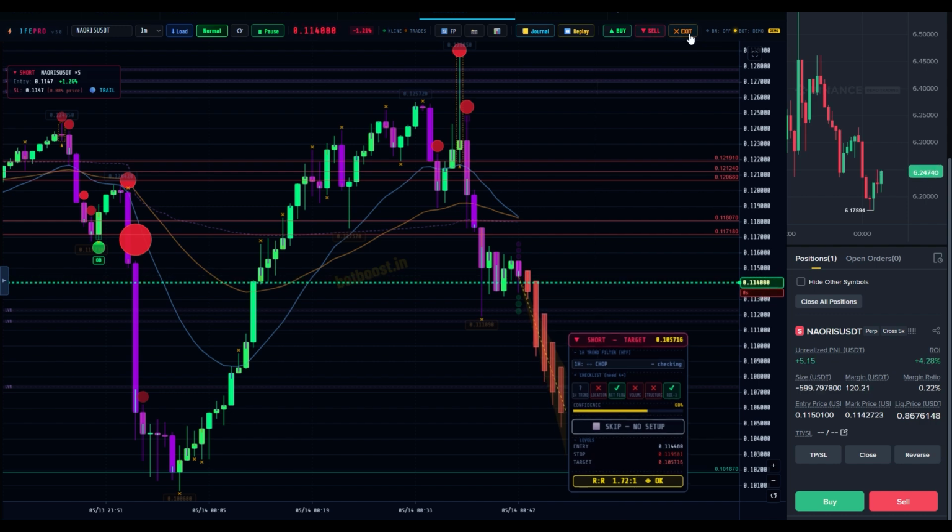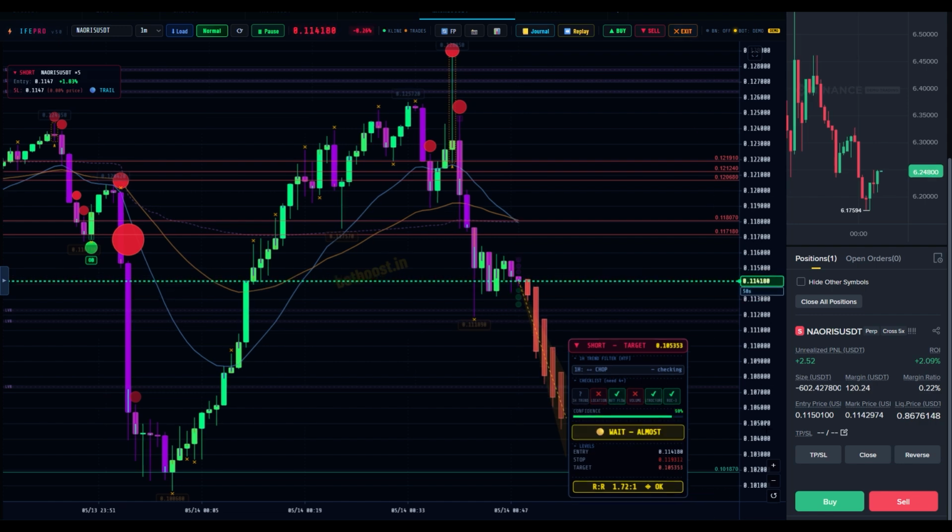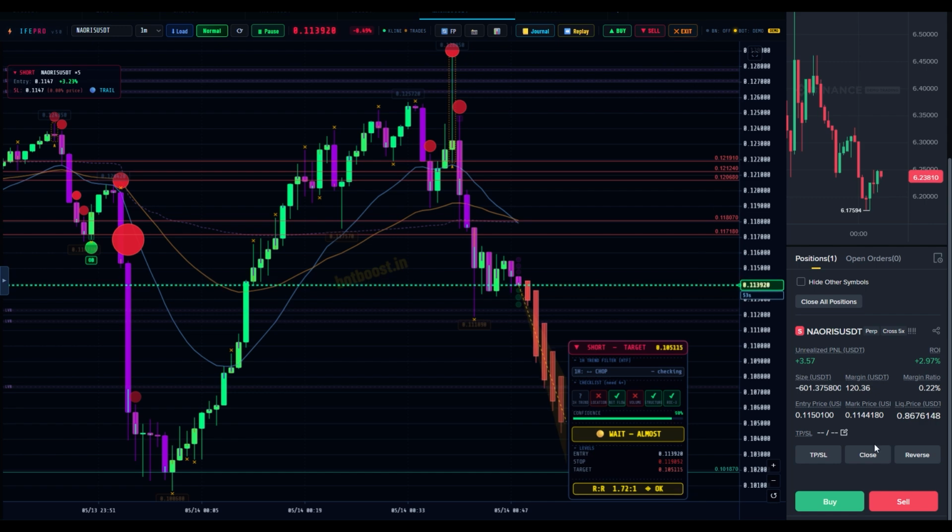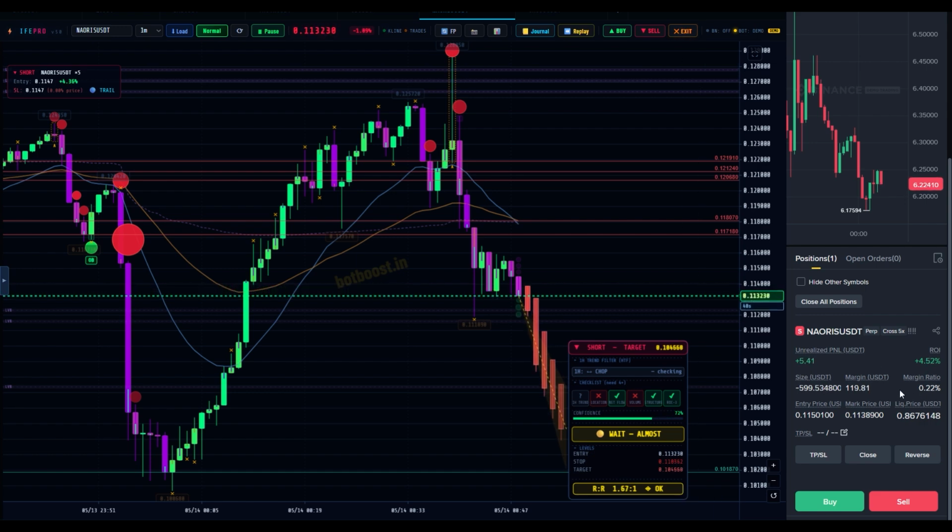Whenever you click exit right here, it will automatically close the trade in just 1 second, okay? You don't have to click close and then confirm again, something like that. You just enter, buy, sell, long, short, okay? And then exit. Click exit, and then this trade is closed in profit, okay? So that's literally how it works.